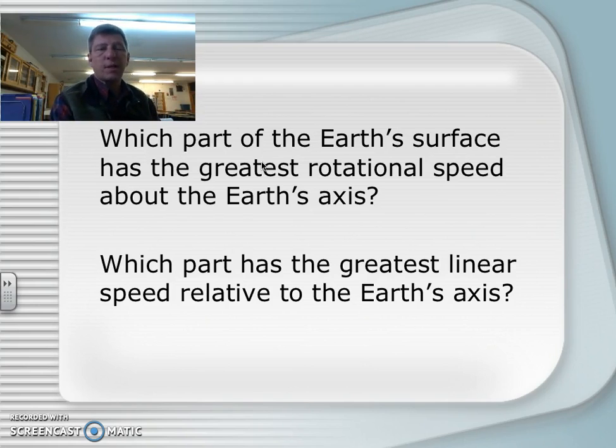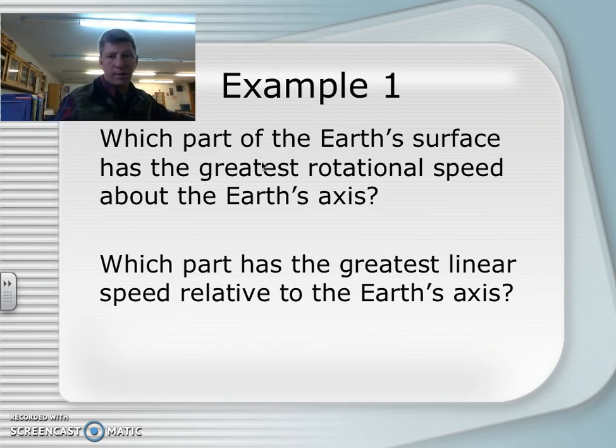So that brings us to example number 1: which part of the Earth's surface has the greatest rotational speed about the Earth's axis? All right, there it is, example number 1. So if this represents the Earth.